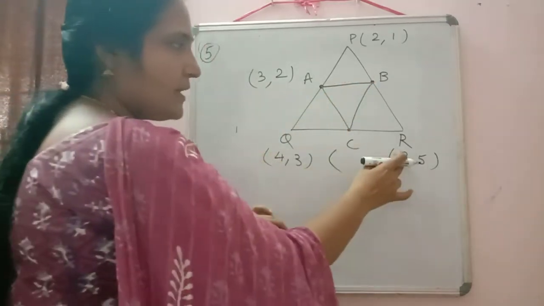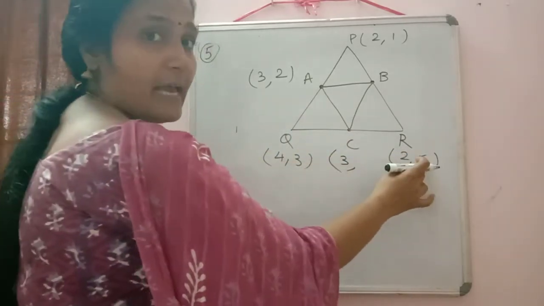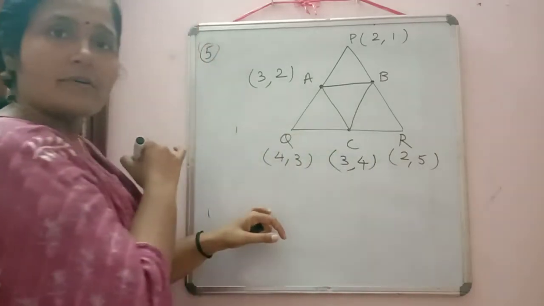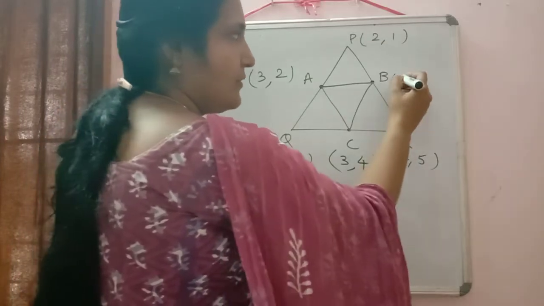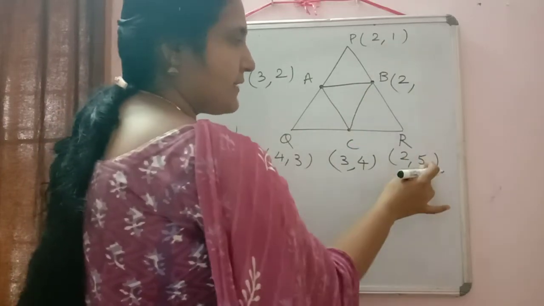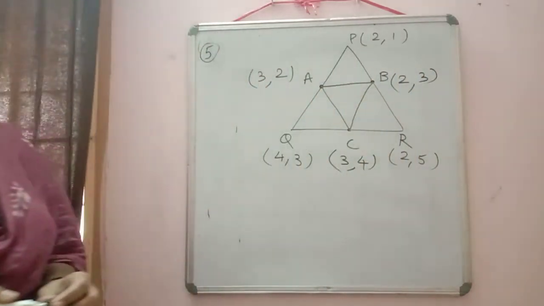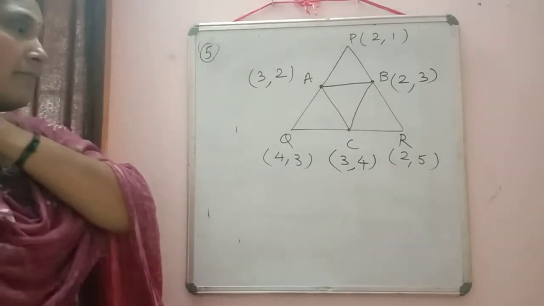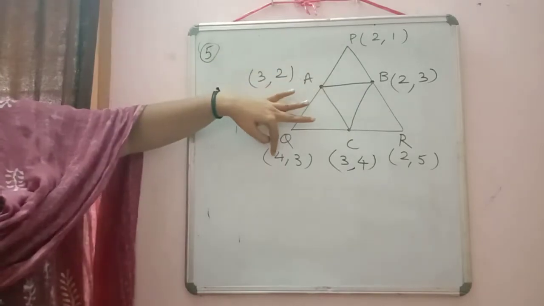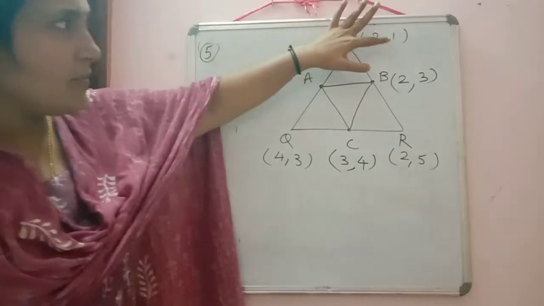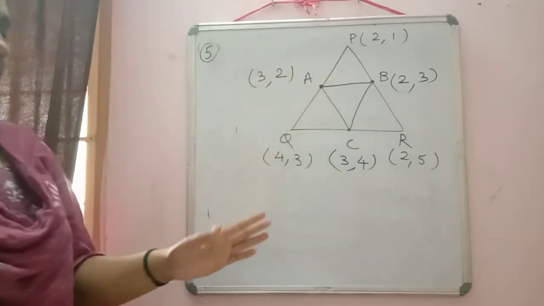So here 4 plus 2, 6. 6 by 2 will be equal to 3. 3 plus 5, 8. 8 by 2, 4. Here what will come? 2 plus 2, 4. And 4 by 2, 2. And here 1 plus 5, 6. 6 by 2, 3. So we got the coordinates of A, B, C. By using the formula, if it is the midpoint, x coordinate will be equal to (x1 plus x2) by 2, and y coordinate will be equal to (y1 plus y2) by 2. So in this way we got the coordinates of A, B, C.